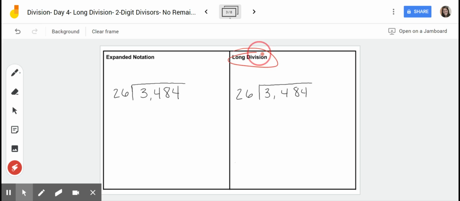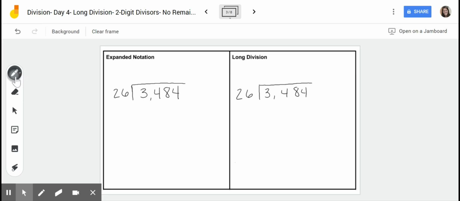Then when we look at long division, we'll be following the same concept, but instead of looking at the place values like we do with expanded notation, thinking about 3 as 3,000, we're going to think about digits, thinking about 3 as simply 3, 4 as 4, 8 as 8, 4 as 4. So let's begin.